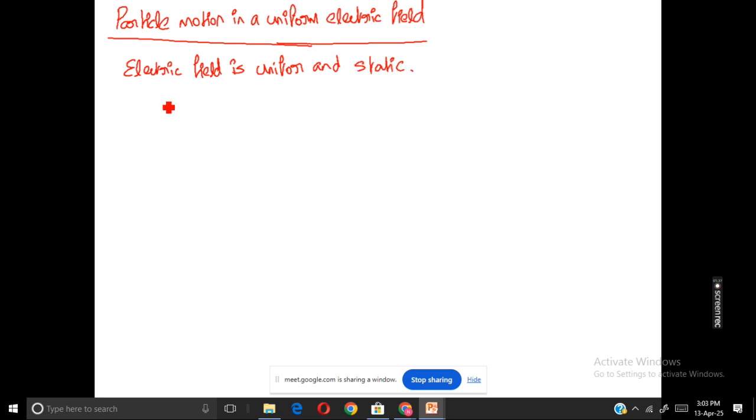Static in the sense that it is not changing with respect to time, d by dt is equal to 0. And uniform in the sense that it is not changing with respect to space, d by dz is equal to 0.